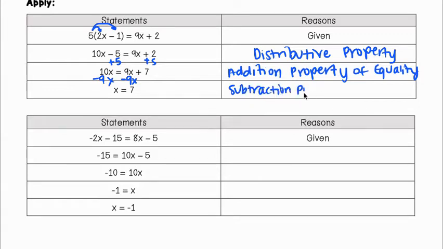So this is kind of a fancy way of telling us all the steps that we already knew how to do for solving an equation, but we're just proving them at each part using these different properties. So if you want to try the next one, pause the video and try to fill it in yourself. Press play when you're ready to check.